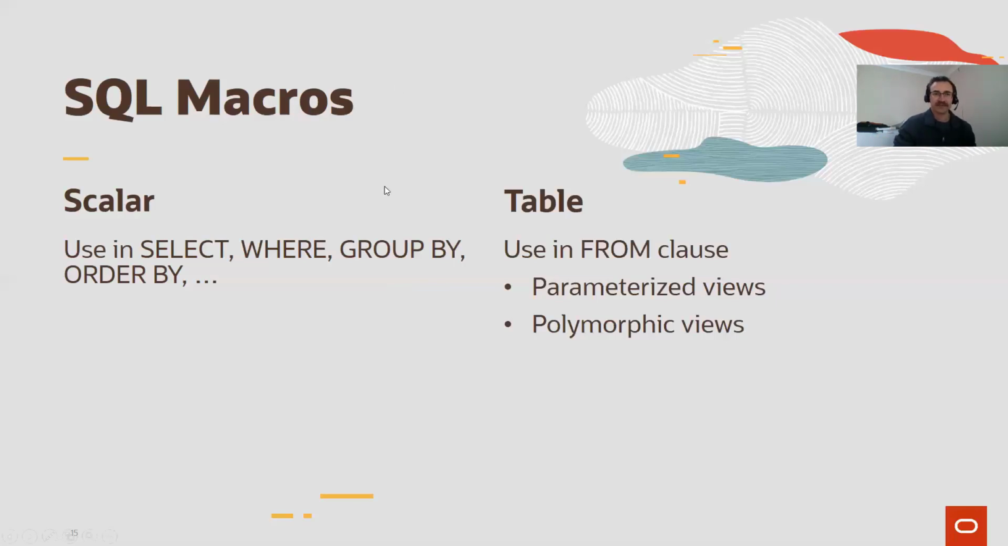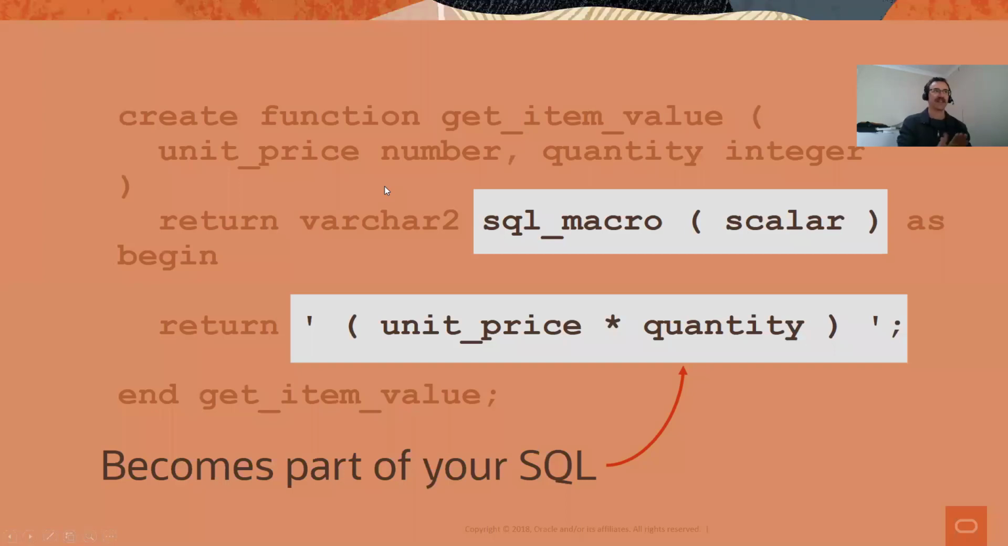Okay, so let's start with our scalar macro. I've changed the definition of that function ever so slightly. I've changed the return type, so now it returns varchar rather than number, and it's got this SQL macro clause, where we put scalar or table to define which it is. The key thing to note here is that now, instead of returning the calculation, this is actually a string. Notice it's got the quotes around it. So this just returns some text.